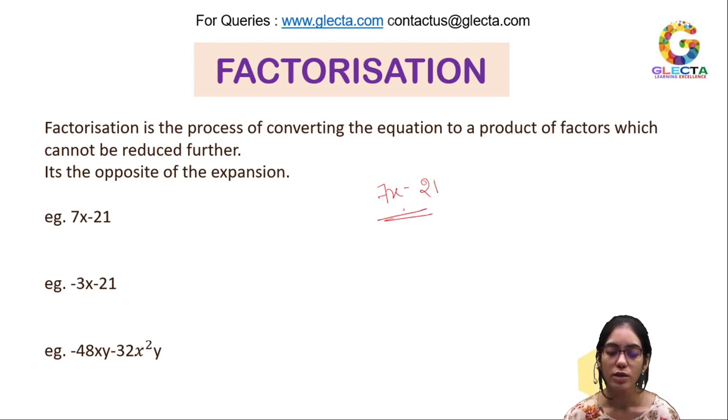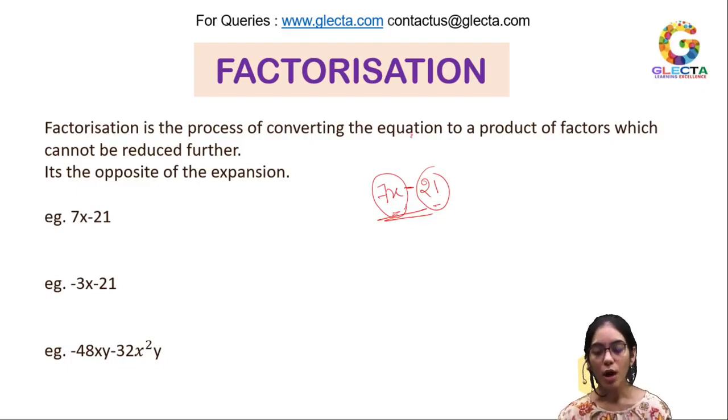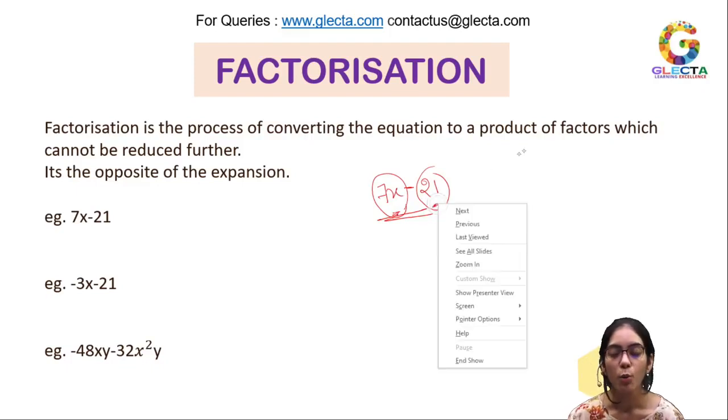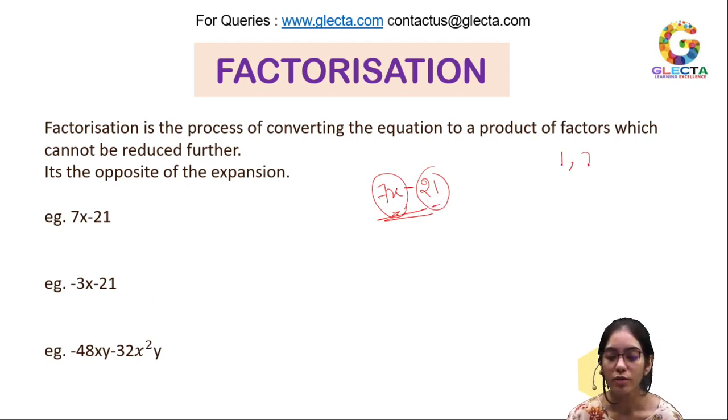All we have to do is find out the highest common factor from 7x and 21. Talking about numbers, we have 7, we have 21. What are the factors of 7 and 21? It's 1 and 7. Higher one is 7. So all we can do is extract 7 out from this expression. So it will be 7 bracket. Now divide by 7 both the terms. 7x divided by 7 will be x and 21 divided by 7 will be 3. So this is 7 into x minus 3.